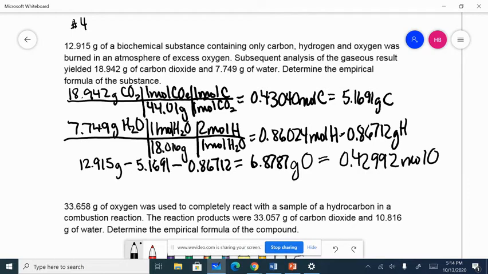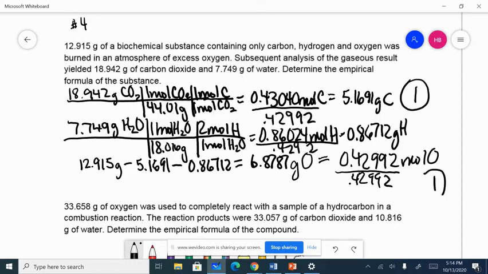So now I'm going to compare by dividing. And I'm going to get 1, 1, and 2. So my empirical formula in this case is CH2O.